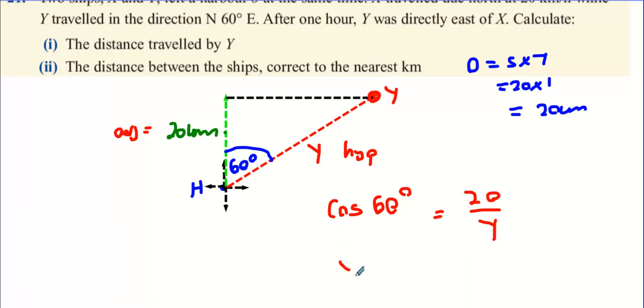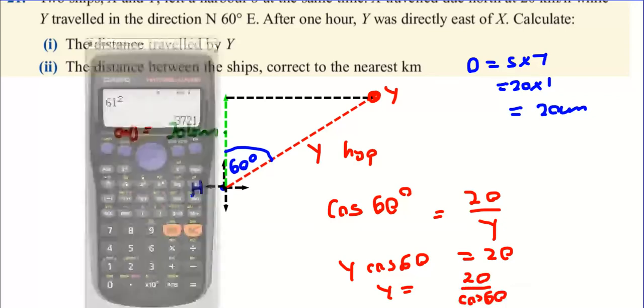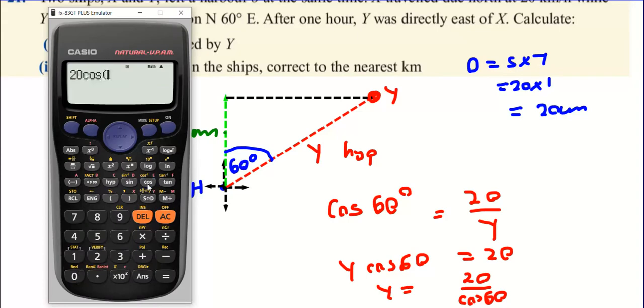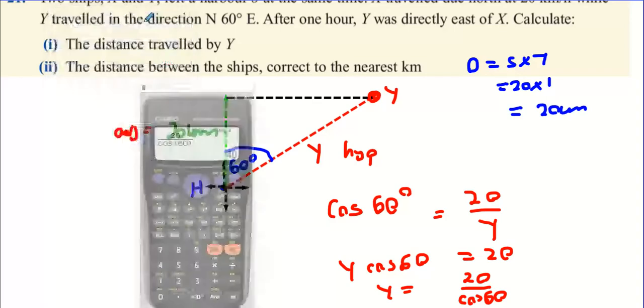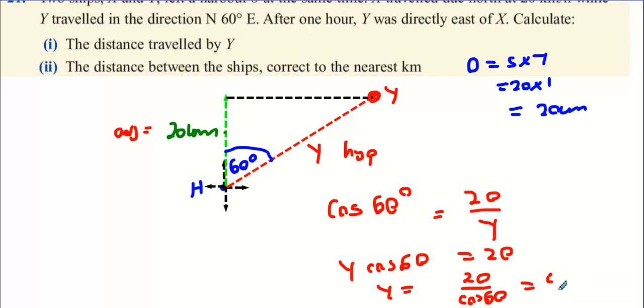Cross multiply up: y cos 60, because y is division on the right, which makes a multiplication on the left, equals 20. Then y on its own is 20 divided by cos 60, and 20 divided by cos 60 is 40 kilometers. So y is 40 kilometers. Okay, so now we've figured out what y is. Now we need to find the distance between the ships.